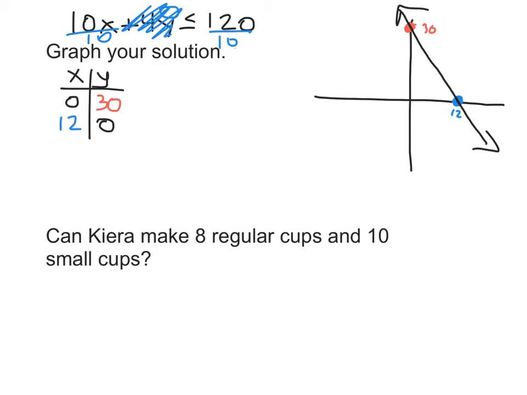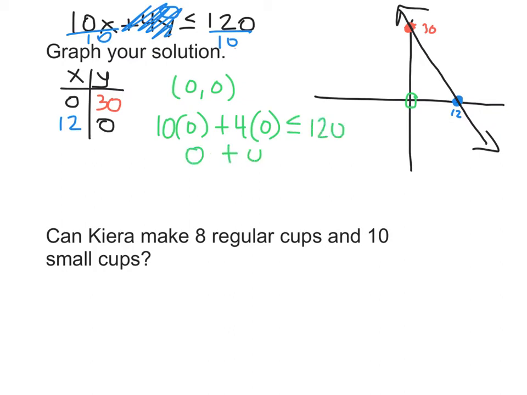I'm going to use the test point 0, 0. Okay, again, that's right here, 0, 0. I'm going to test that point out. When I do that, I get 10 times 0 plus 4 times 0 is less than or equal to 120. This is 0 plus 0 is less than or equal to 120. So 0 is less than or equal to 120. Yes, this is true. Since that's true, I'm going to put a T right here.